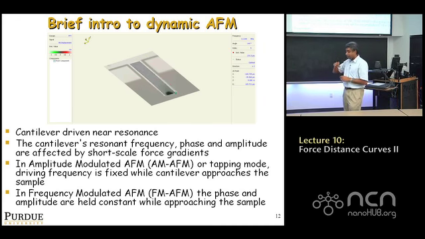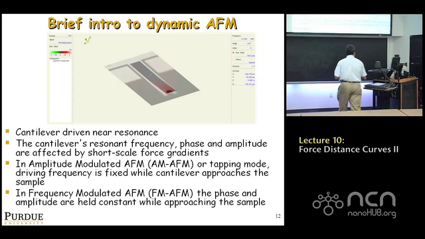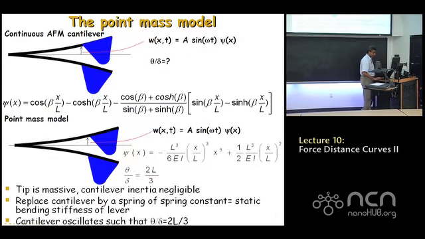So in FM AFM, what you do is you scan. Not only do you keep amplitude constant, you also keep frequency shift constant, you keep the phase of the oscillator constant. You scan with 3 feedback loops when you do frequency modulation. Very complicated stuff, right? Anyhow, this is a brief introduction to dynamic AFM.